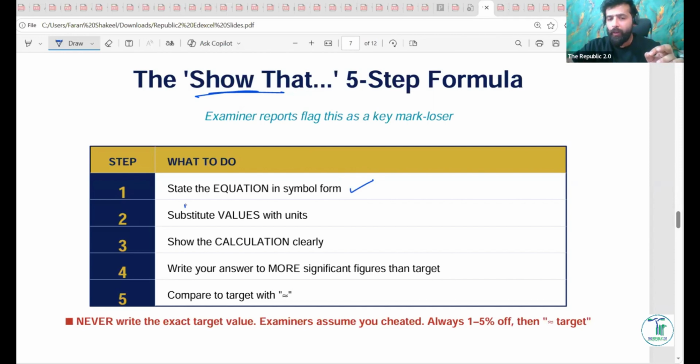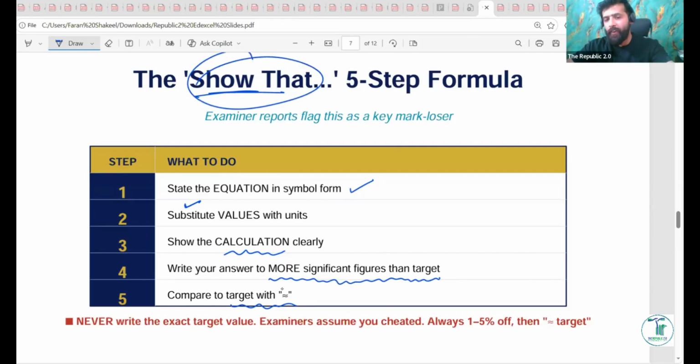Then you need to show the substitution as well, where you plug in the different values for the force, length, area, extension, and so on. Then the calculation as well. Write your answer to more significant figures than the target. Examiners have mentioned that for the show that question, if the target is 0.9, give your answer like 0.891, because we are expecting nobody to get the exact answer.